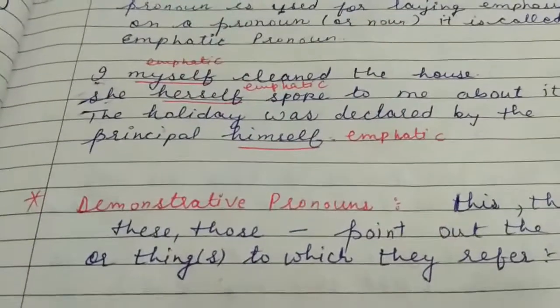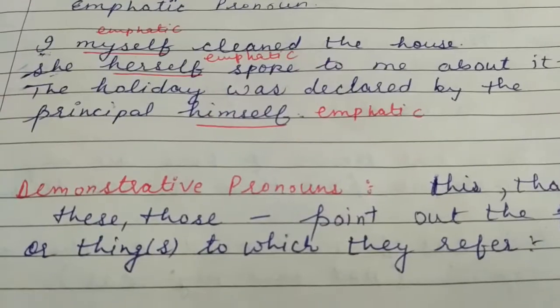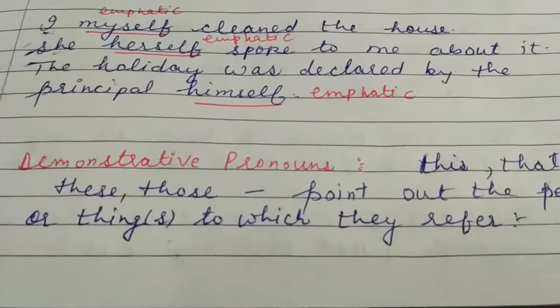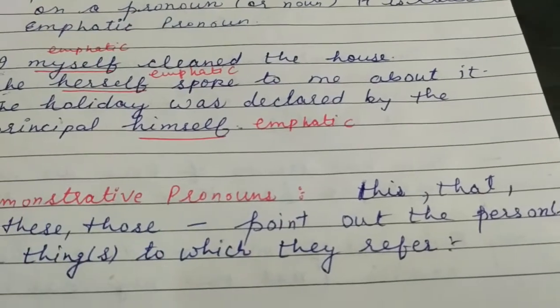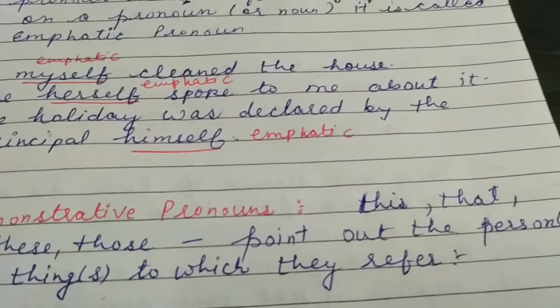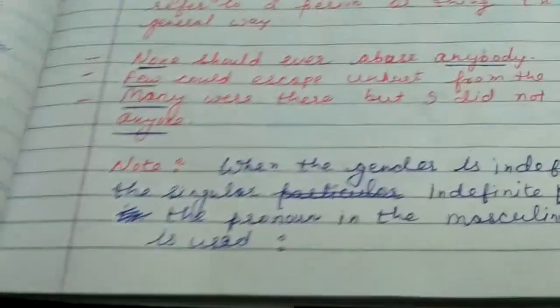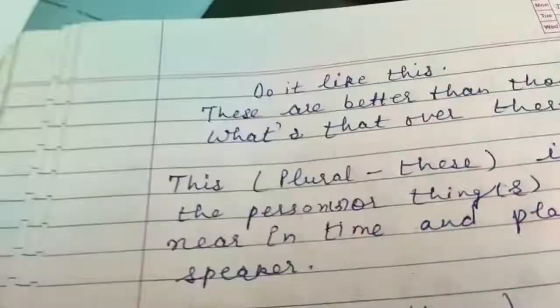Our next type is the demonstrative pronoun. This, that, these, those point out the person or things to which they refer. These four pronouns give us an indication. What kind of indication we get, after the examples you will be able to understand.